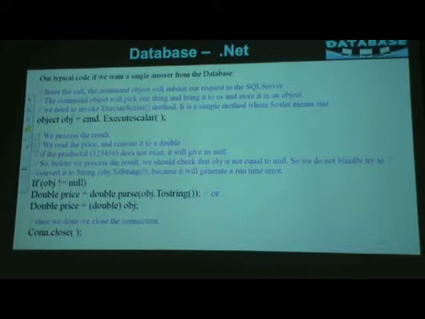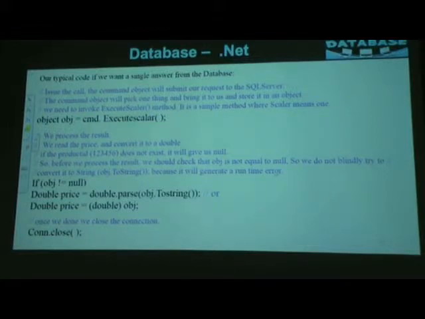And then we will process the result. We process the result, we read the price. Here we read the price and we convert it to a double. If the product ID 1, 2, 3, 4, 6 doesn't exist, it will give us null. So let's pretend that this product with this ID does not exist. So the command object will bring us null. So before we process our data, the result, we should check that obj is not equal to null.